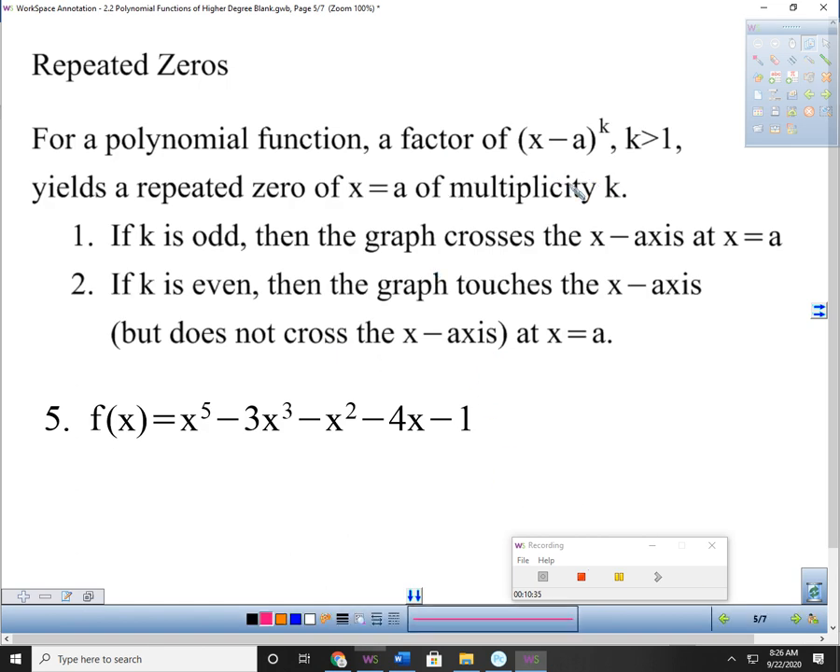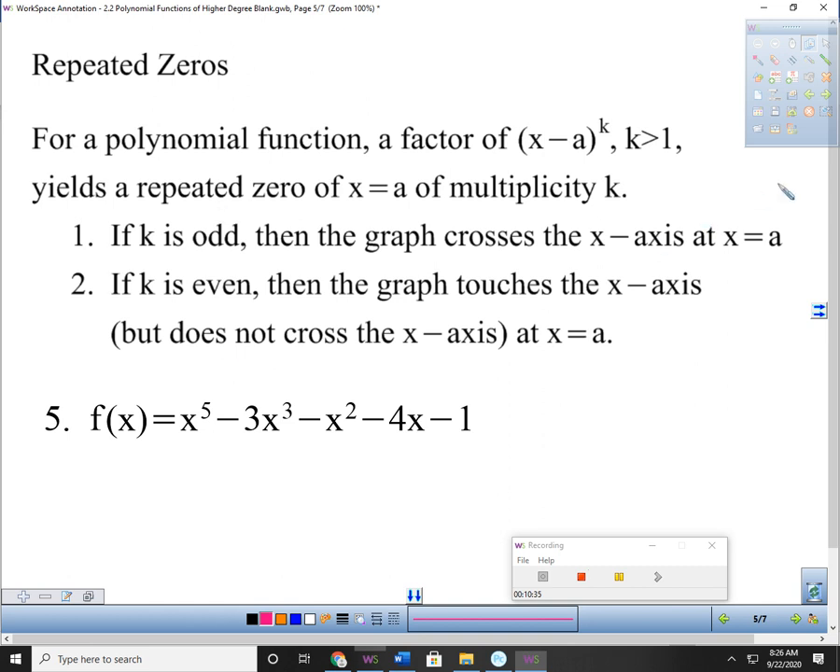Okay, so for a polynomial function, a factor of x minus a to the k power, k is bigger than 1, yields a repeated 0, which we just talked about, right? A repeated 0 of x equals a of multiplicity k, okay? If k is odd, then the graph crosses the x-axis at x equals a. If k is even, then the graph touches the x-axis but does not cross at x equals a. Okay, it like touches and turns around.